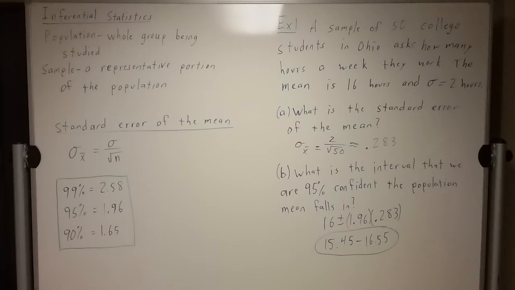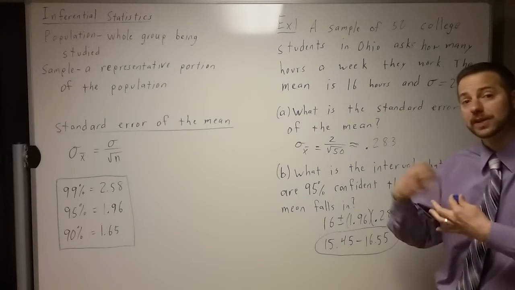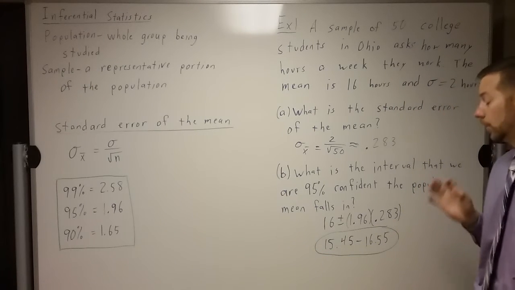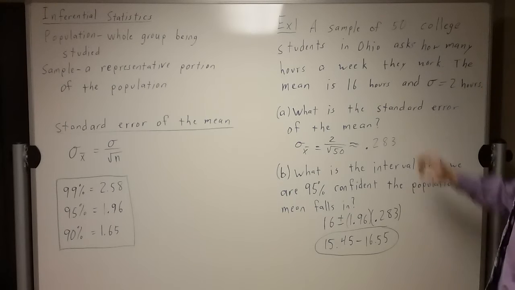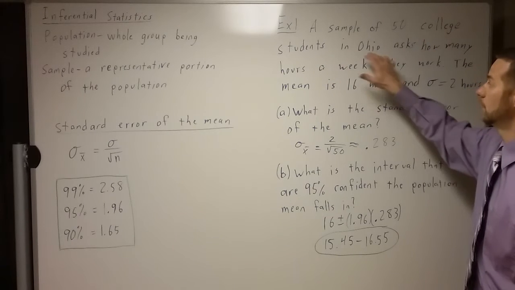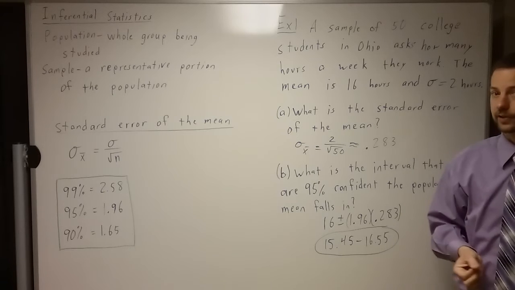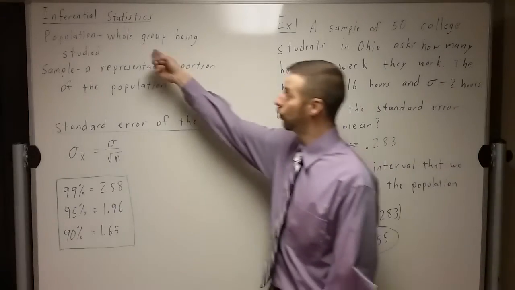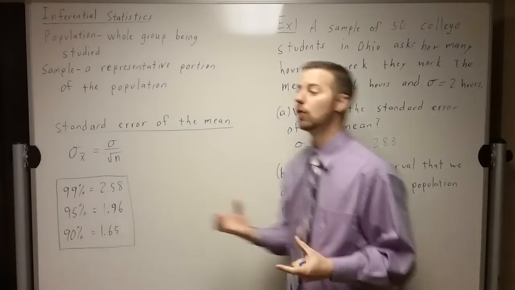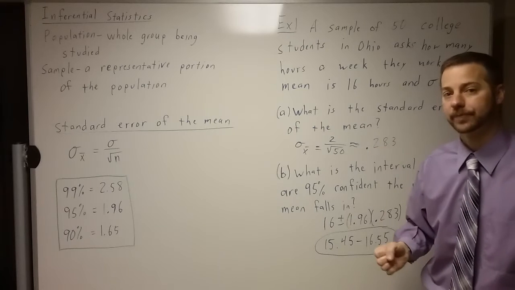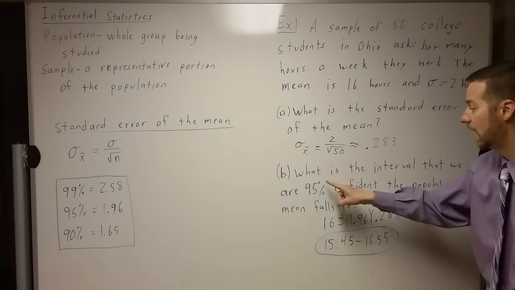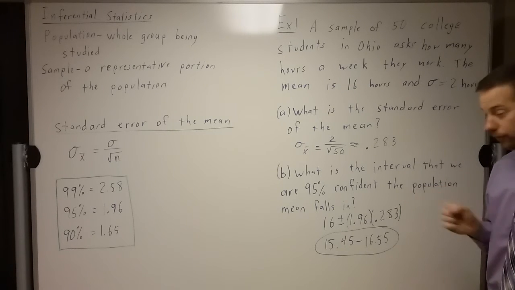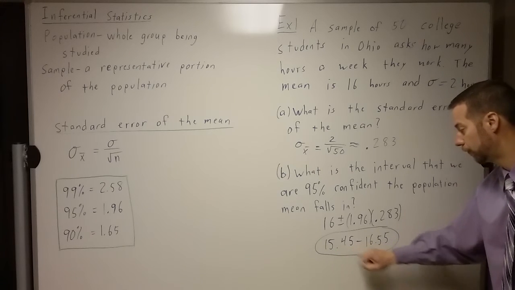Now, I really wanted to say this because it's kind of an important thing if you're doing a statistical study, to be able to state what this means clearly. In this particular survey, do you notice who we were asking were college students in Ohio? We didn't ask all college students in Ohio, we asked 50 of them. But our population, the whole group we're trying to generalize our results to, would be all college students in Ohio. So here's how you could say this. We are 95% sure that the mean hours worked for all college students in Ohio is between 15.45 and 16.55.